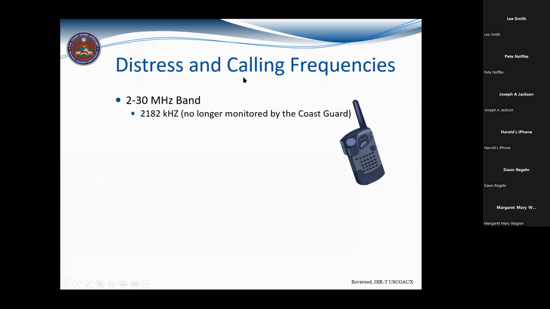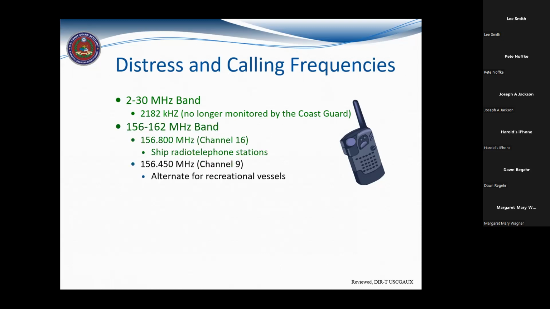We talked about the distress and calling frequencies in the first section. In the HF band, it's 2182. In the VHF band, it's 156.8 megahertz, channel 16. Generally, they will give you both so that if you recognize either half of it, you'll be able to figure out which one it is. Your radio stations should be listening on these frequencies, the appropriate one for your band, when you are not actively using the radio for other purposes.